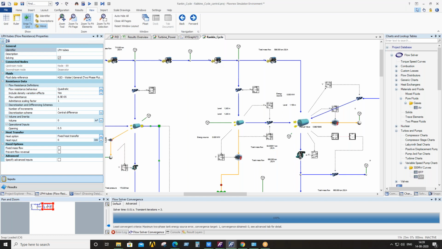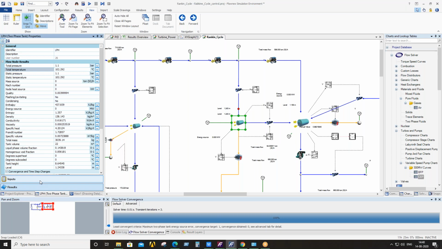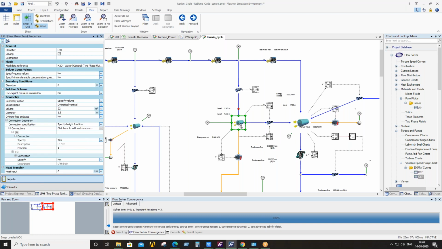Now, as I previously mentioned, from the second stage of the LP turbine, one extraction line is taken out, and that extraction line goes to the LP heaters. The LP heater is also a tank which deals with the phase change phenomenon of steam to water. Here you can see we specified the tank volume, the tank diameter, and the connection. As I said, the fraction or connection is the ratio of the top and the bottom.